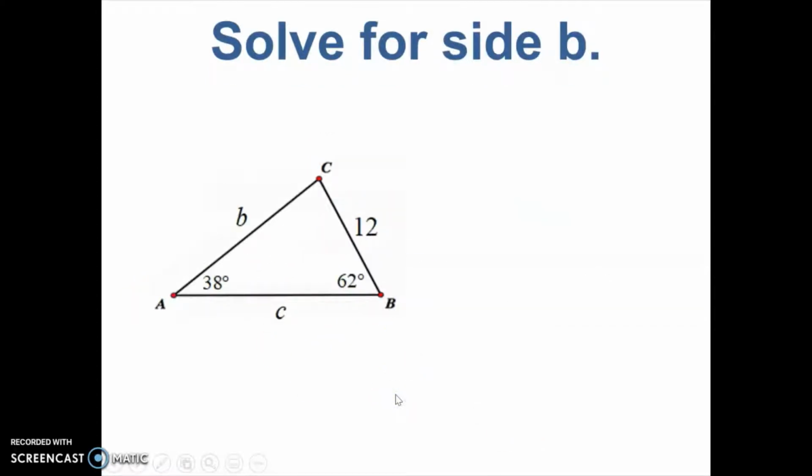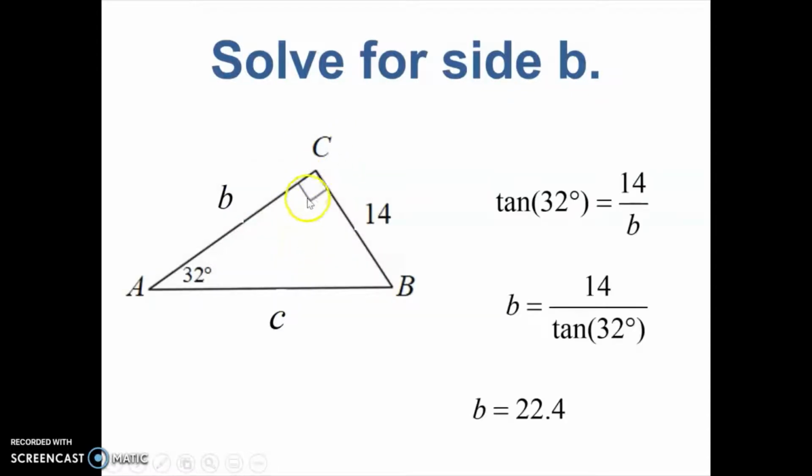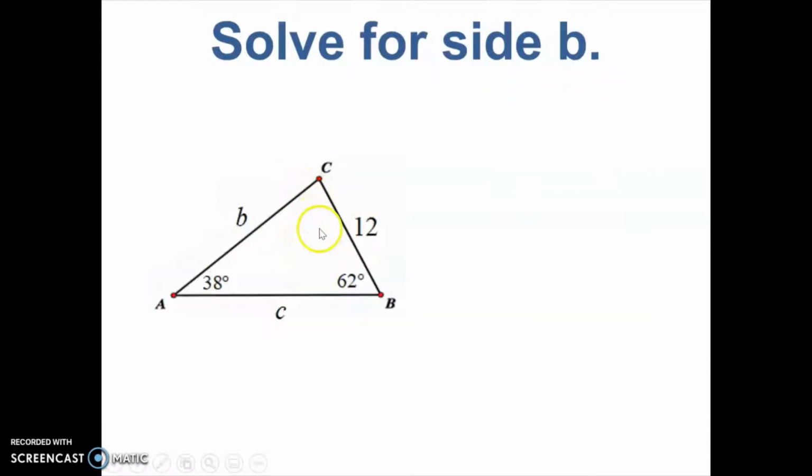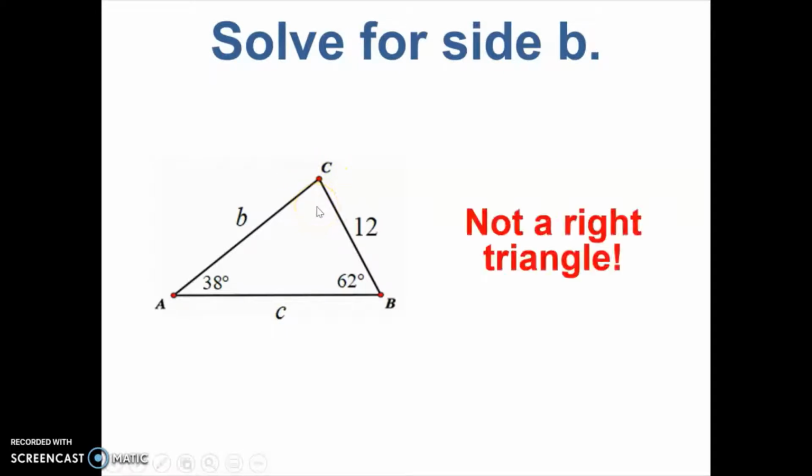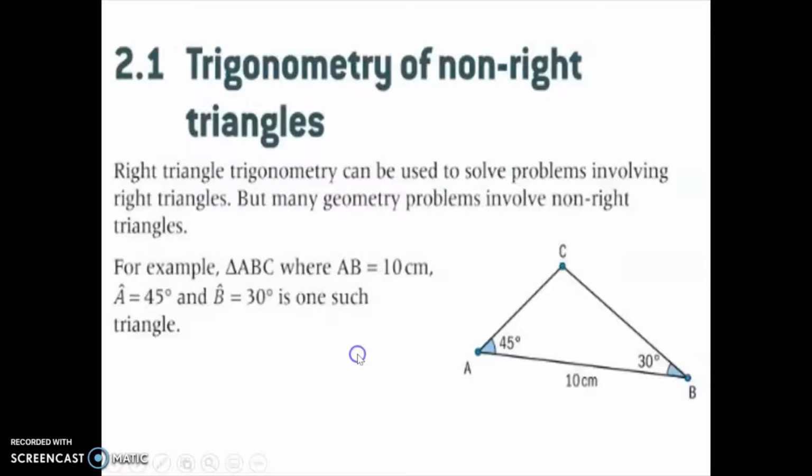How about this one? Solve for side b here. I hope you didn't try to start calculating stuff here because this one is not like the last triangle. The last one had this right angle marked here. This one does not. Even though this looks like it may be a right angle here, we don't know for certain. So we say, hey, not a right triangle. I can't solve it. Or can we? That's the question for today. If we have non-right triangles, can we solve them?